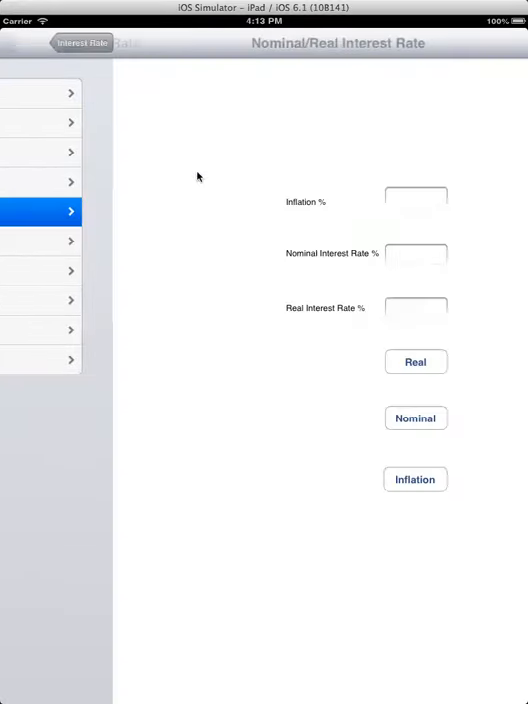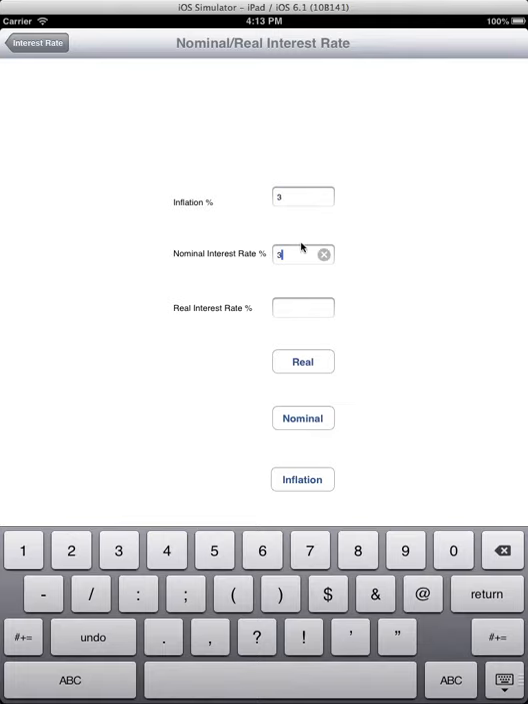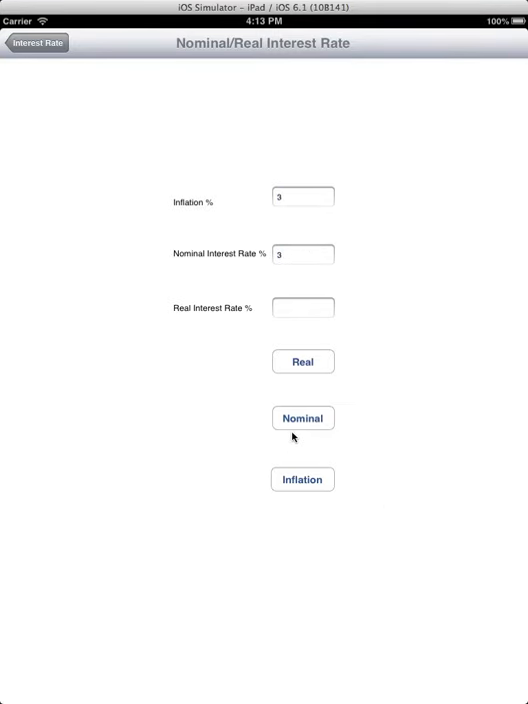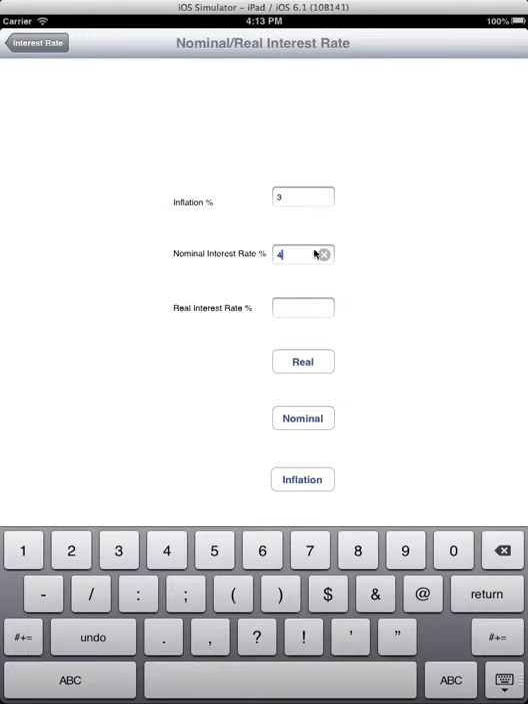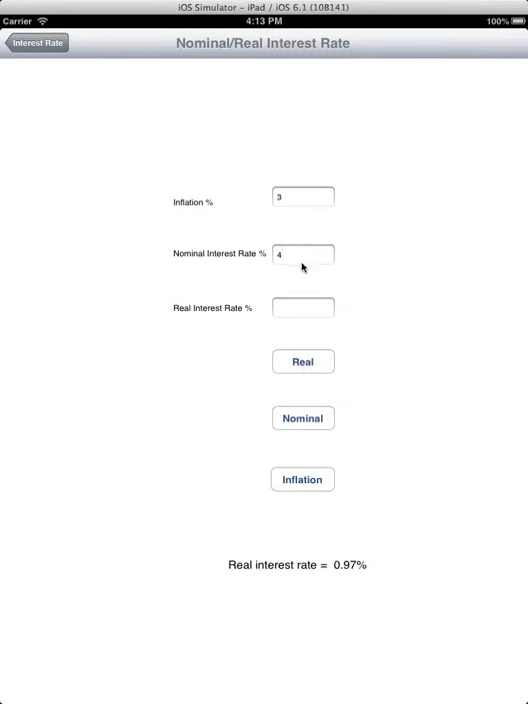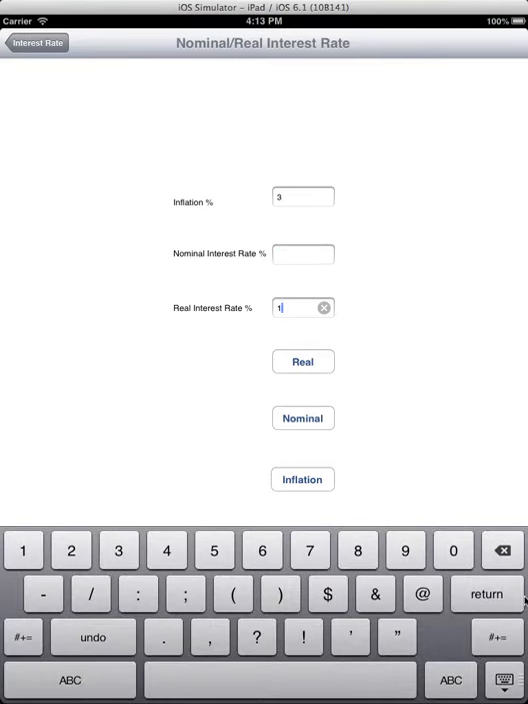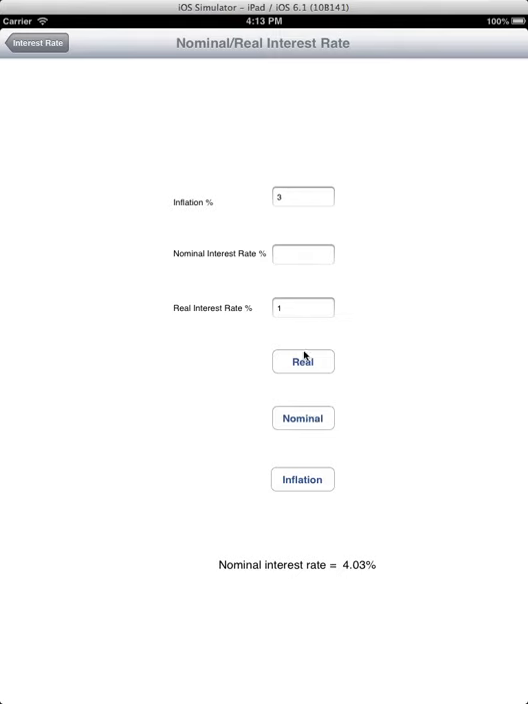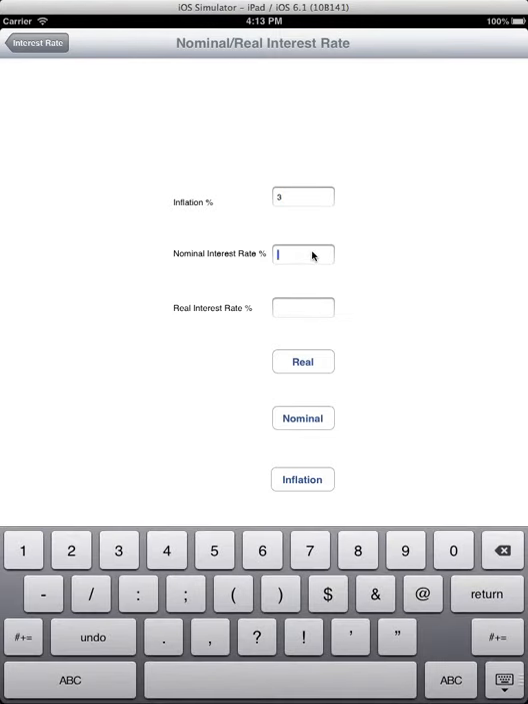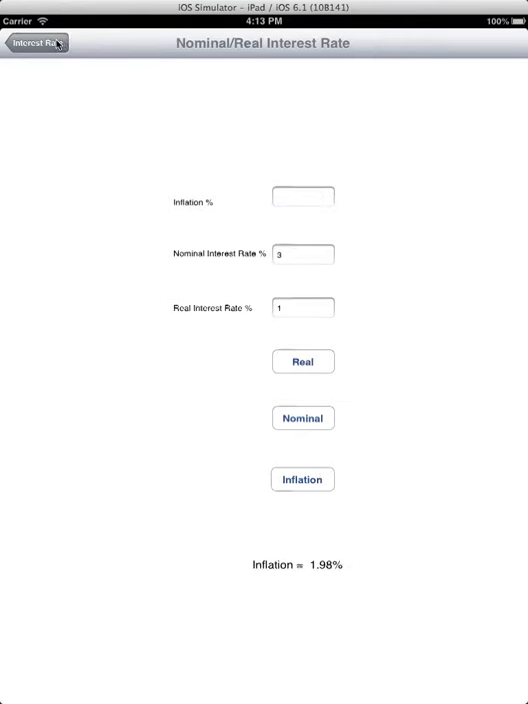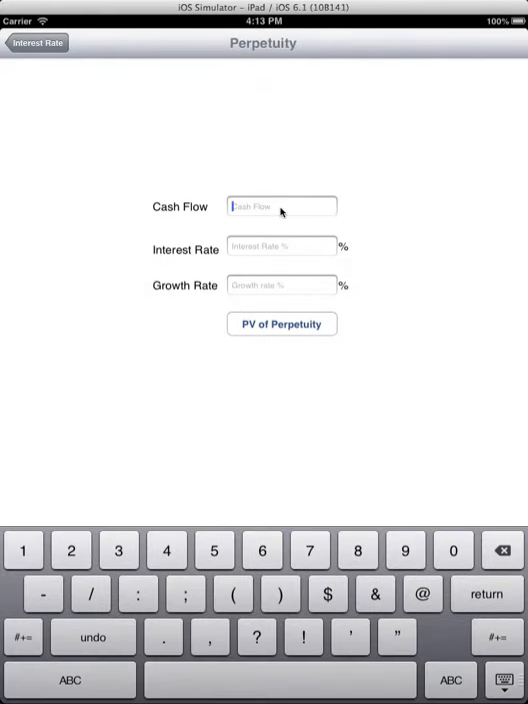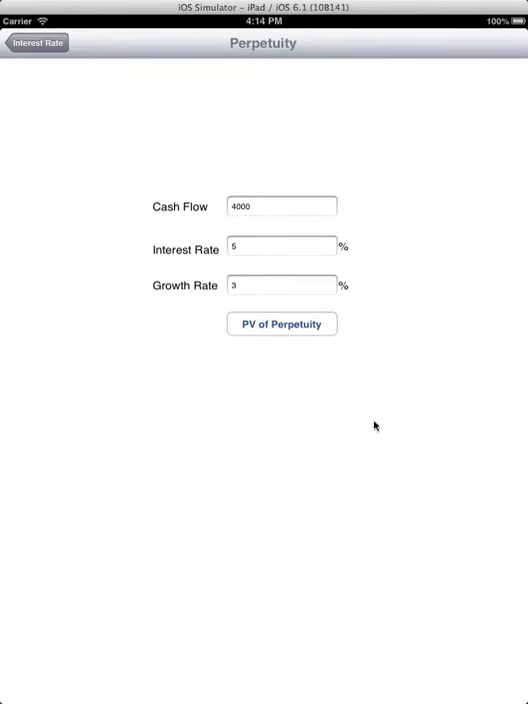Effective nominal and real. Say inflation is 3%, nominal is this. So what is the real interest rate? Here it is. So real interest rate is 1, and what is the nominal interest rate? Say if it is 4, what is the real interest rate? Nominal is 3. So we would like to find out what the inflation is. Okay. And then there is perpetuity. Say 2005 and 3% is growth, the present value of a perpetuity is this.